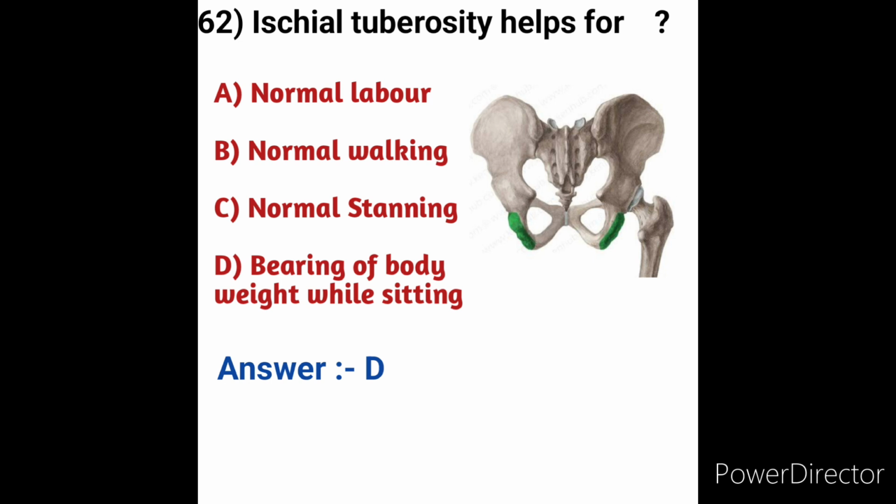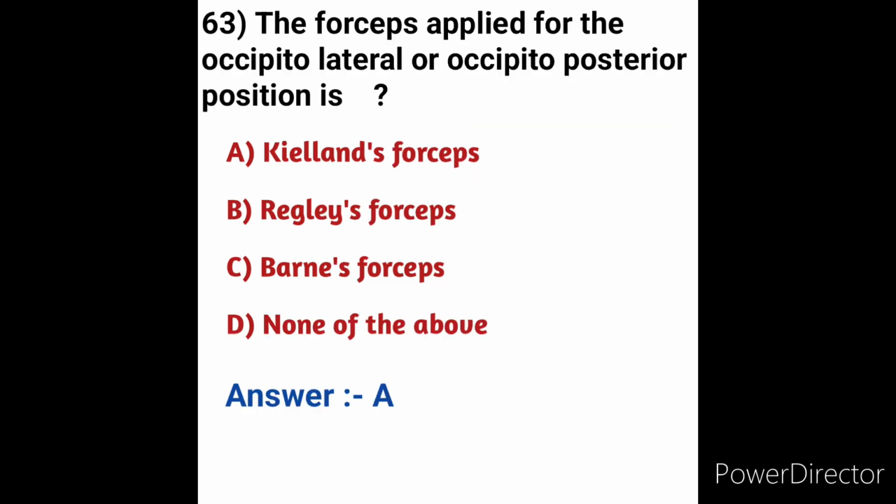Move forward. Next, question number 63. The forceps applied for the occipito-lateral or occipito-posterior position is. The forceps applied for the occipito-lateral or occipito-posterior position means during the labor period. We will see the options here. Option A, Kielland's forceps. Option B, Reglis forceps. Option C, Barney's forceps. And option D, none of the above.